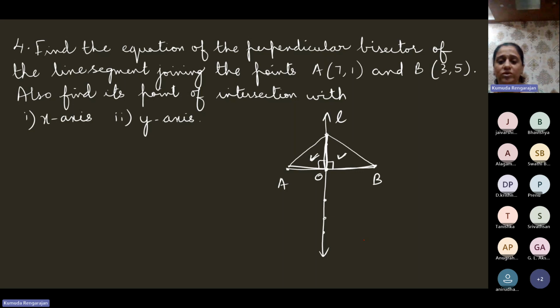So CPCT, if I call this point, say P, CPCT, we have PA is equal to PB. PA is equal to PB, CPCT. Let's just see that again.